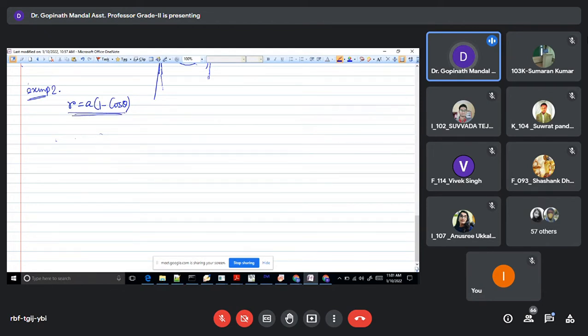Now second example, r equal to a into 1 minus cos theta. First we check the symmetry.